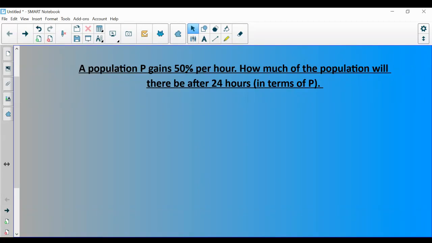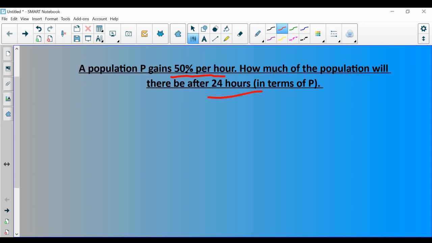Hello, Algebra 2. I had some questions on one of the questions from the quiz. This is question number 11 on your take-home quiz, or at least it's like that question. A population gains 50% per hour. How much of the population will there be after 24 hours?